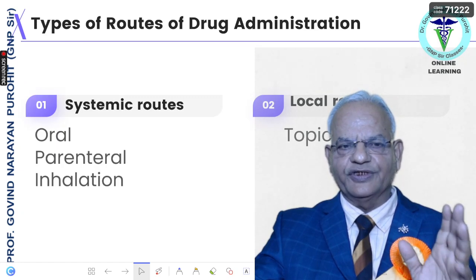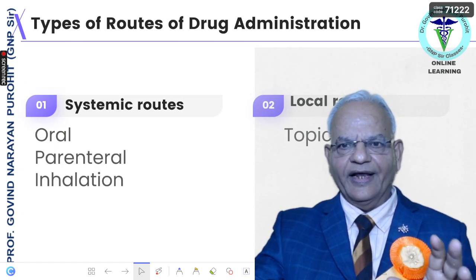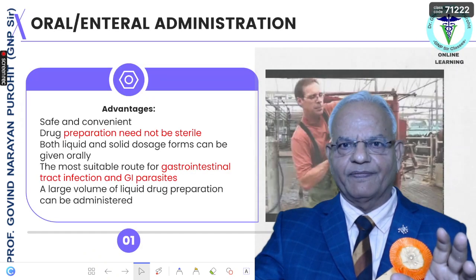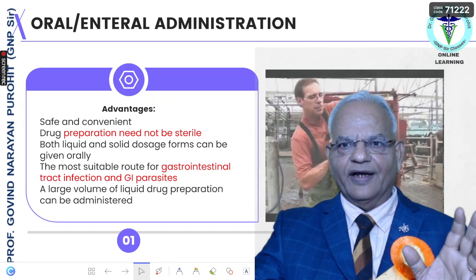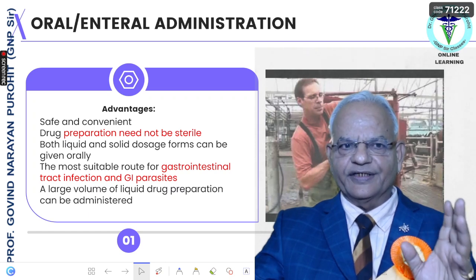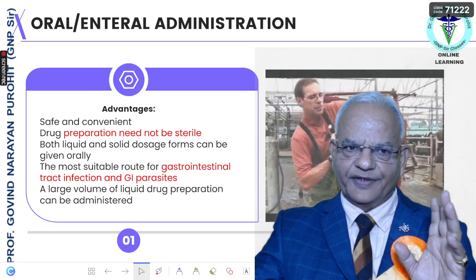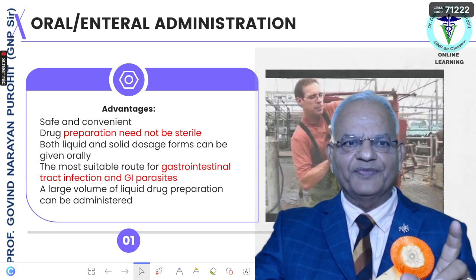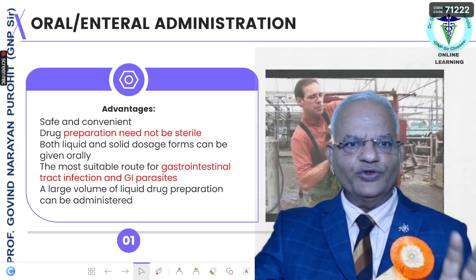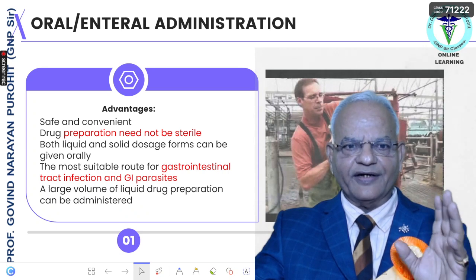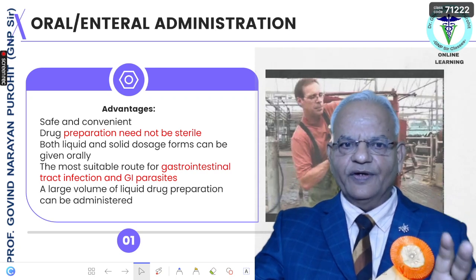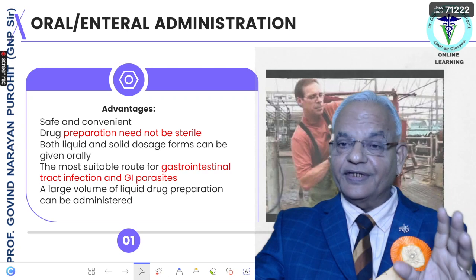The systemic routes, which include the oral, parenteral, and inhalation routes, and the local route, which includes the topical application of the drug. Now, oral administration, also known as enteral administration. The advantages are it is safe and convenient. Drug preparation need not be sterile. Both liquid and solid dosage forms can be given orally, and it is the most suitable route for gastrointestinal tract infection and gastrointestinal parasites. A large volume of liquid drug preparation can be administered.